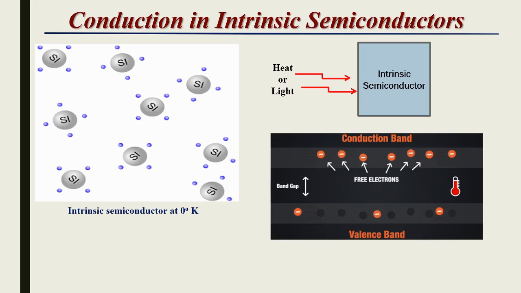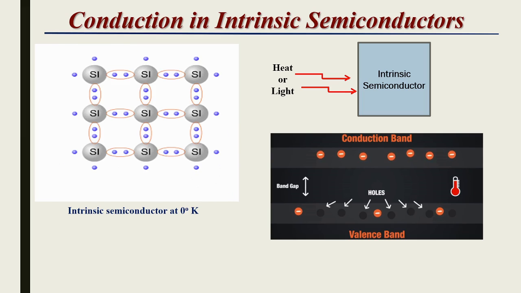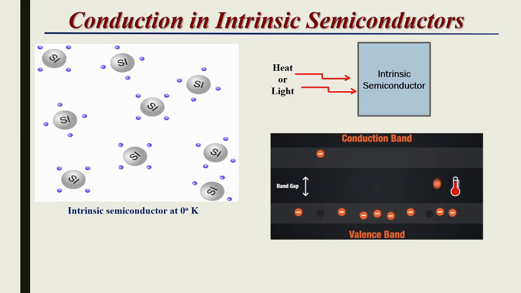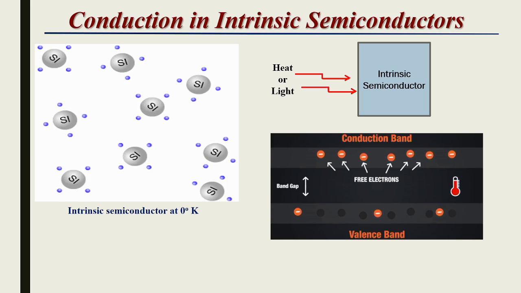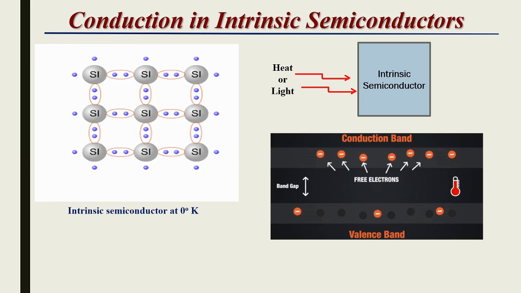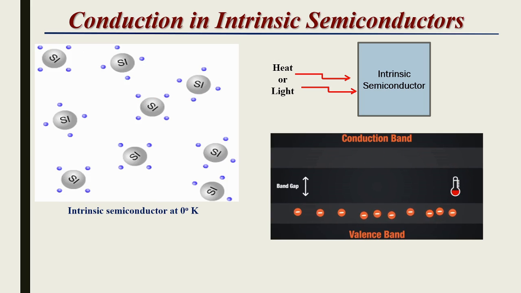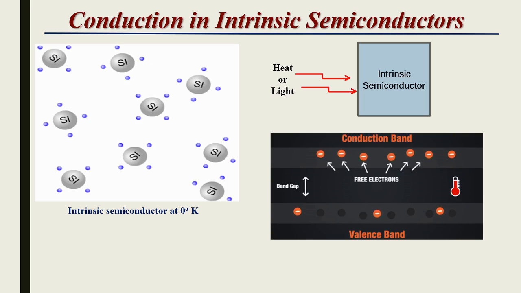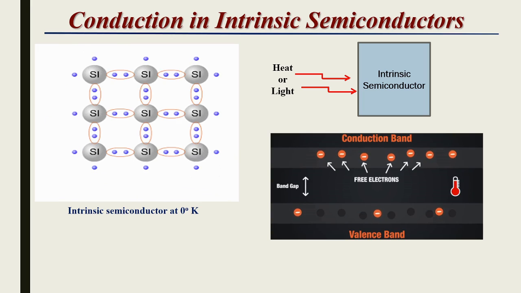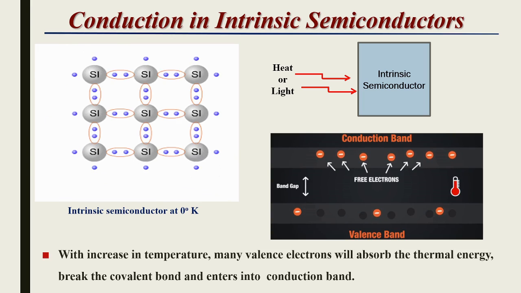Because of this incident light or heat, the temperature of this increases, and the atoms present in the valence band break the covalent bonds and become free for the conduction. So these electrons, after gaining the energy, move into the conduction band. Hence the electron and hole pairs are generated because of the increasing temperature.